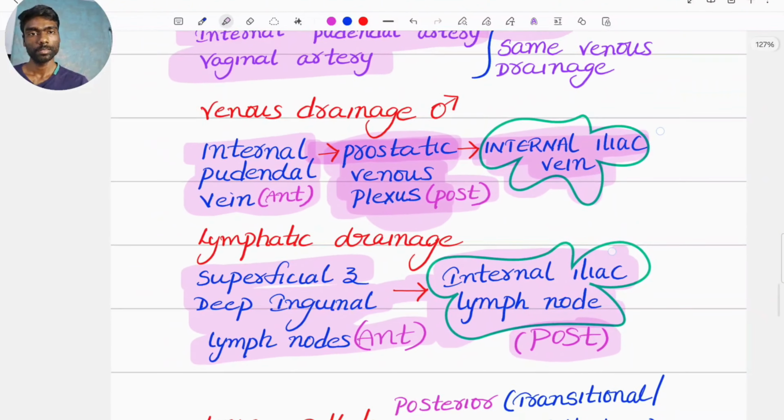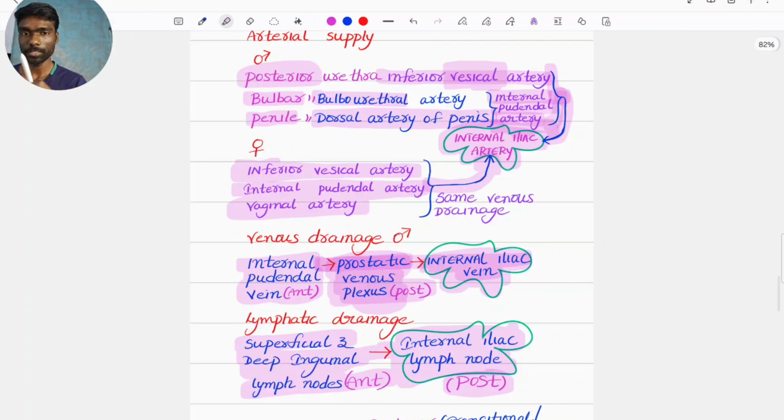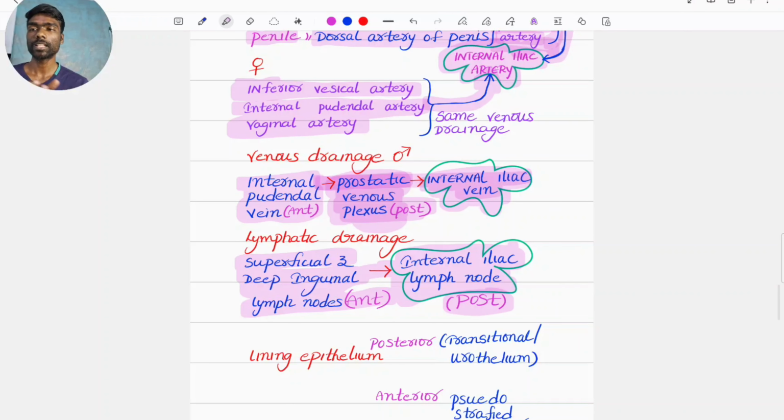Now, in summary, arterial supply is through branches of the internal iliac artery. Venous drainage is through tributaries of the internal iliac vein, not branches, tributaries. Lymphatic drainage is through internal iliac lymph nodes.